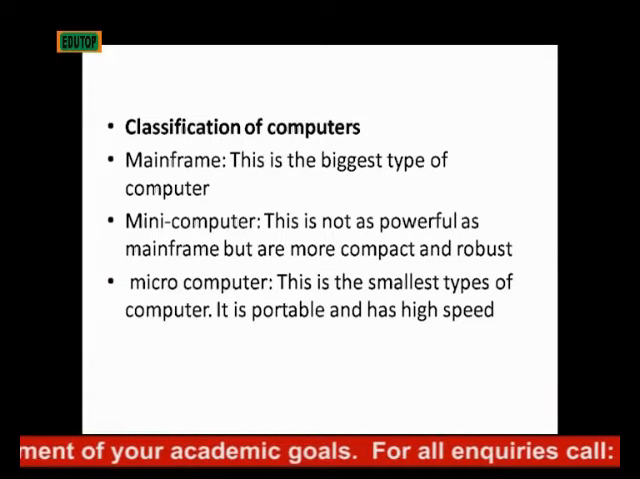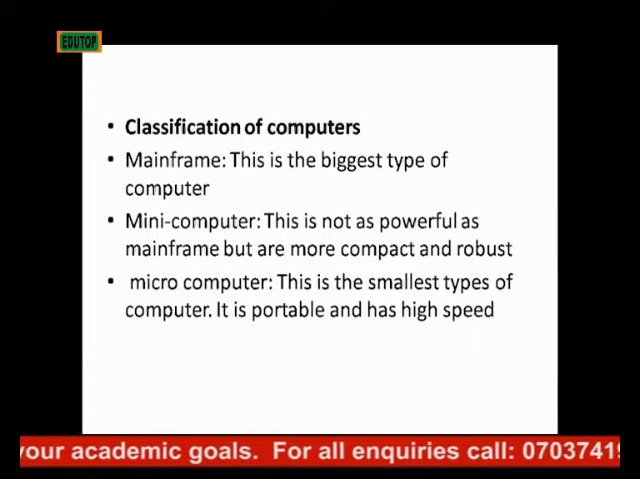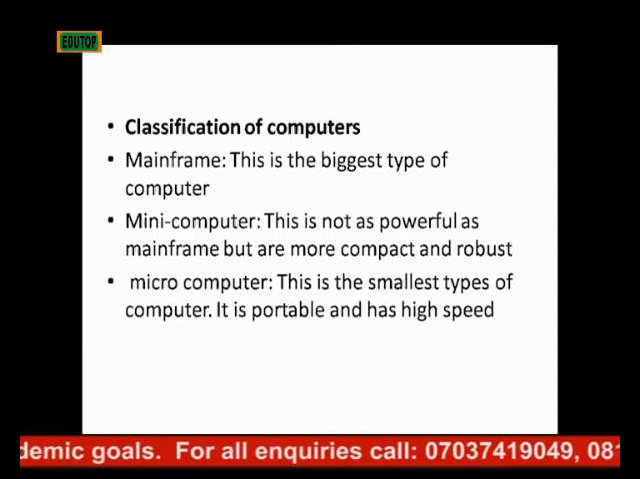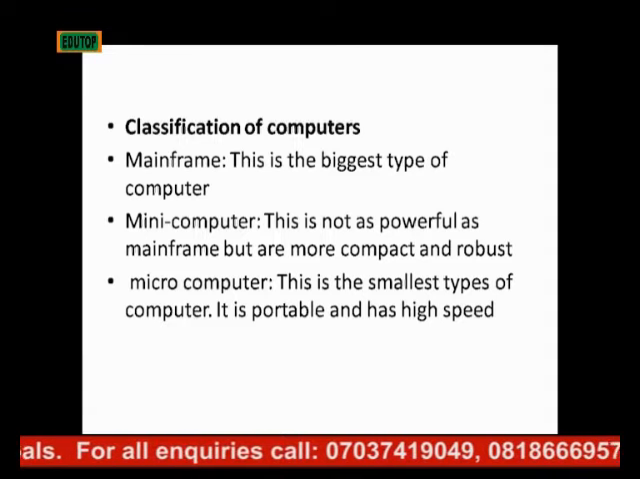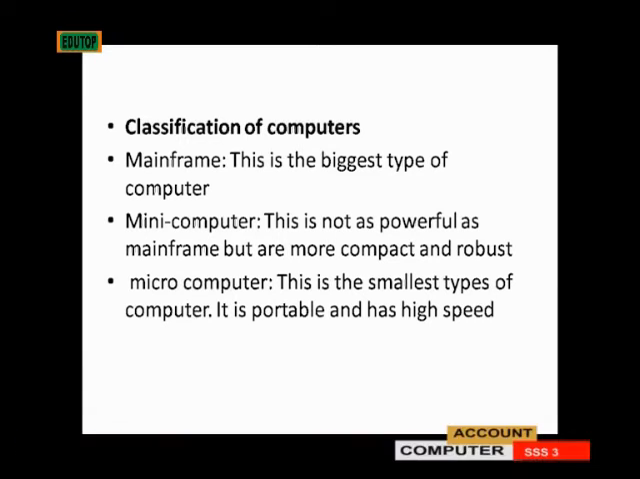People are using these days, they are very fast. We have a laptop, we have a desktop and systems and the like. These are very portable, where we can carry it from one place to another, and it is a very small type of computer which has high speed at the end of the day. So that is the classification.